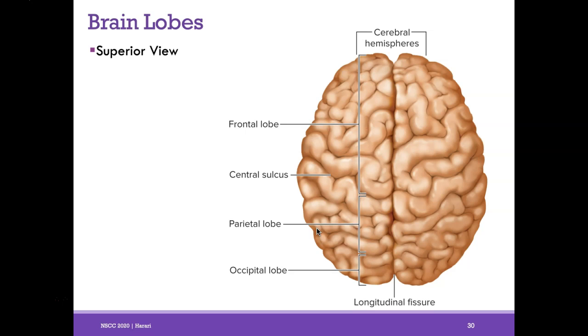And it goes all the way until there's another sulcus called the parieto-occipital sulcus that's only visible on the medial surface. And we'll see that the parietal lobe has a function that's unique from the frontal lobe.